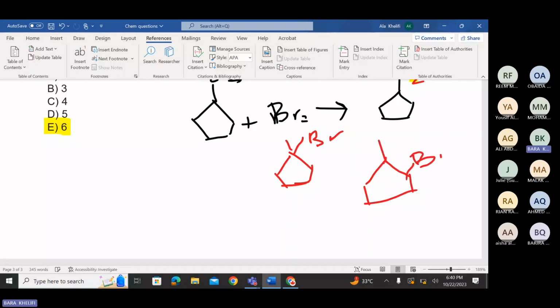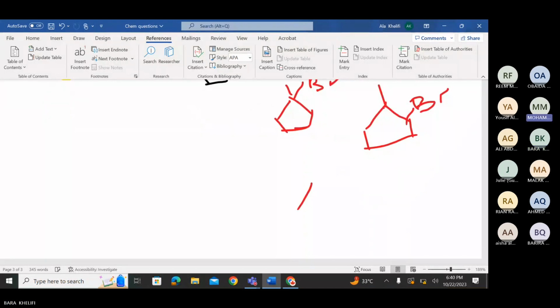All right. And the last one? And finally, the one after it. But just multiply each one by 2 because cis and trans.